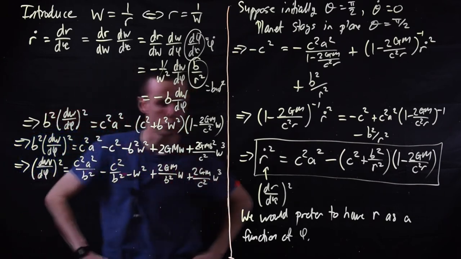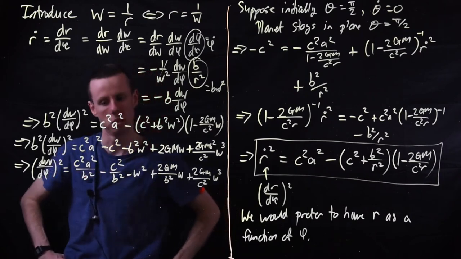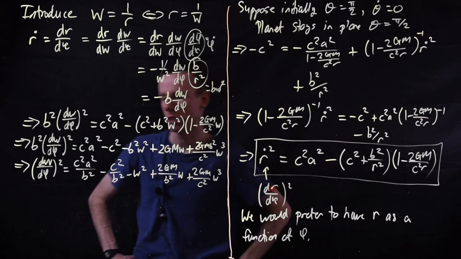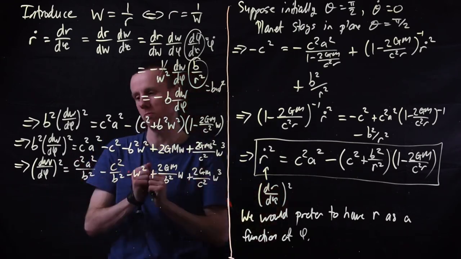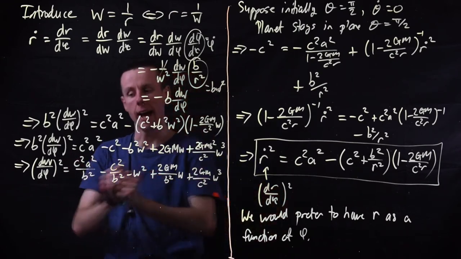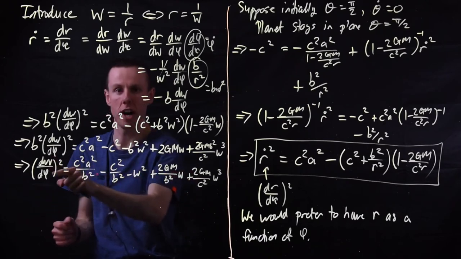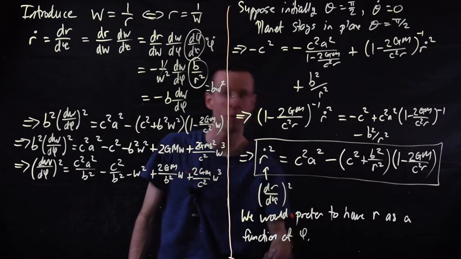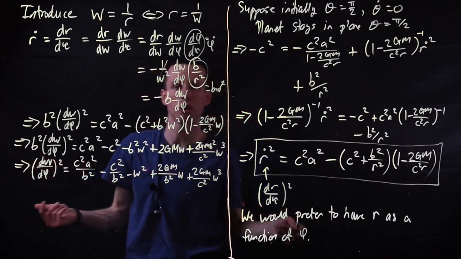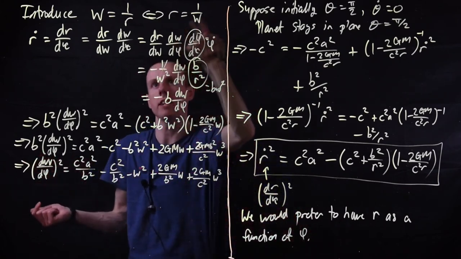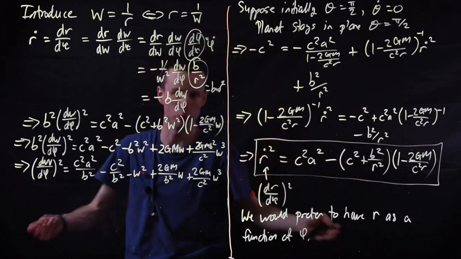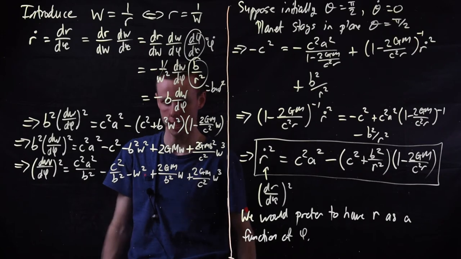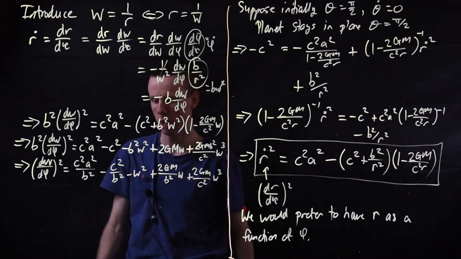Now this seems really crazy. It seems like we're not making this any simpler, but we've got a differential equation here, and it has now w as a function of phi, which is pretty much what we want. I said we want r as a function of phi, but if we can get w as a function of phi, that's good enough, because then r is just 1 over w. That's dead simple.